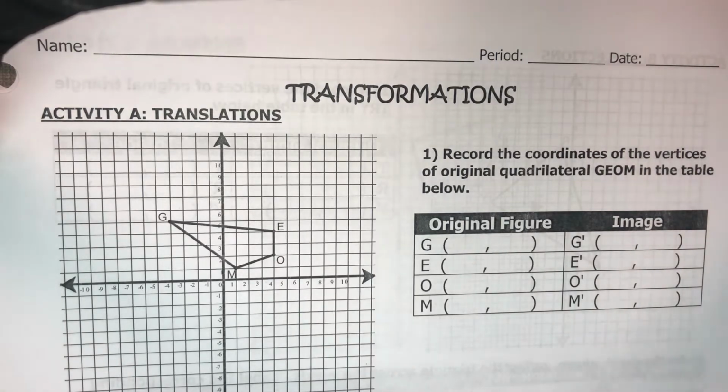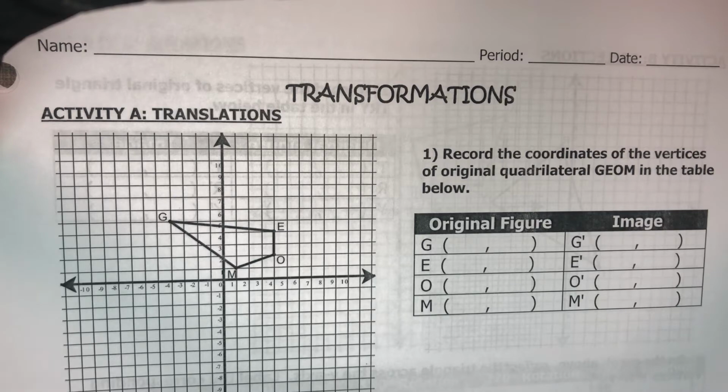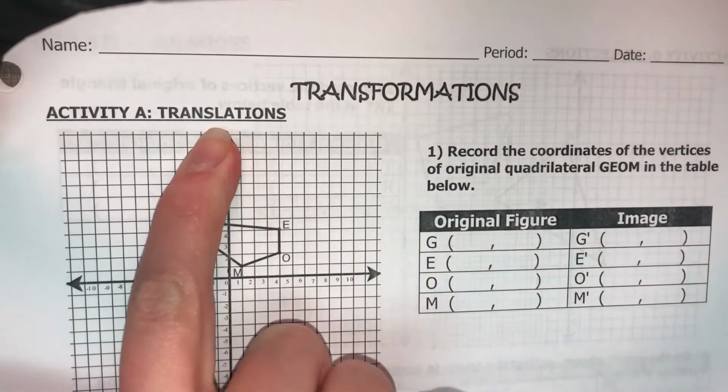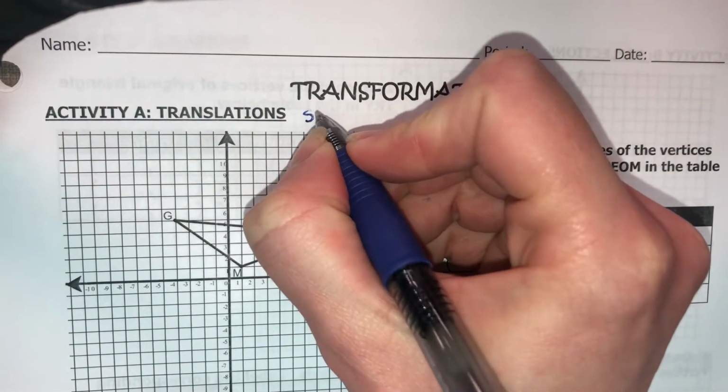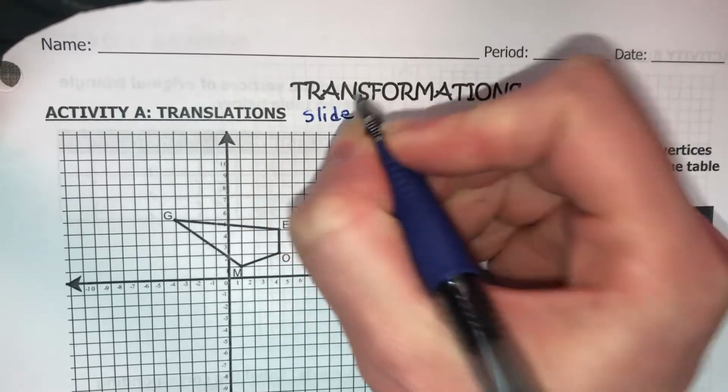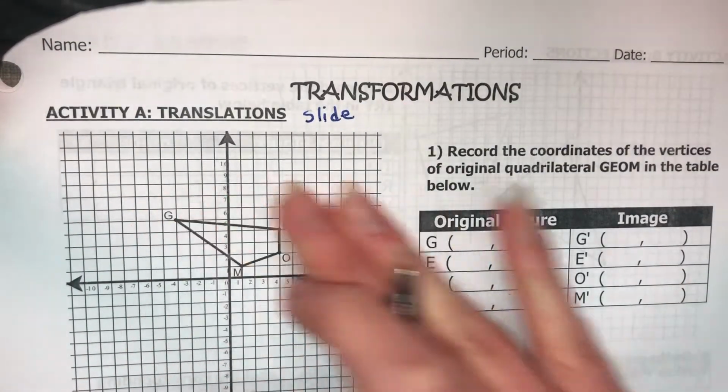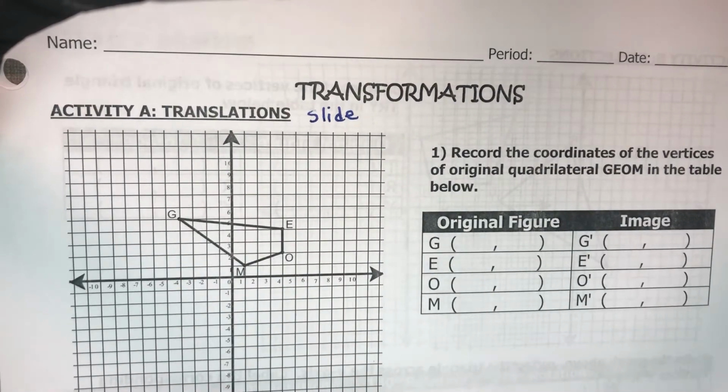Welcome to geometry class. Today we are going to begin a new unit and we're going to be talking about transformations. There's several different types of transformations that we are going to learn about. The first type is called a translation. A translation could also be referred to as a slide. We're going to take a shape and we're going to slide it somewhere else, okay?